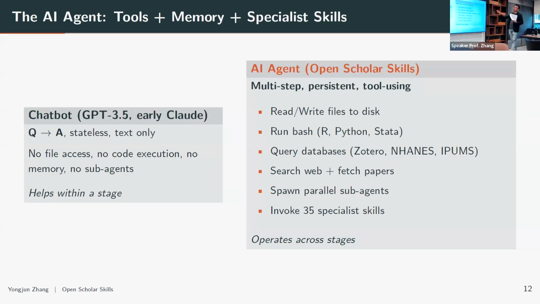So here, OpenScale is just a plugin. It does multi-step, persistent tool use. It can read and write files, run bash, so you can execute your R, Python, or Stata code, and query all different kinds of databases. You can search the web, fetch papers, and spawn parallel sub-agents to do the task. Claude now has a workflow function, and with OpenScale you can invoke specialist skills for your domain-specific research pipeline.